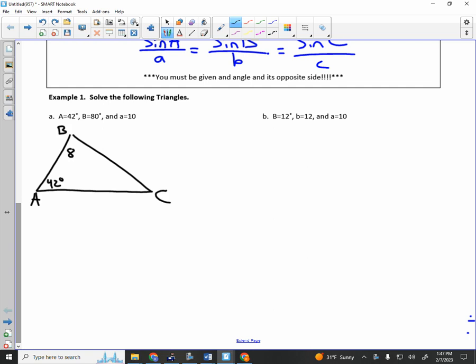42 degrees, 80 degrees, and A is side 10. Here we go. Sorry, my smartboard is struggling right now. There we go. I put in 42 degrees for angle A. I put in 80 degrees for angle B. And side A is 10.